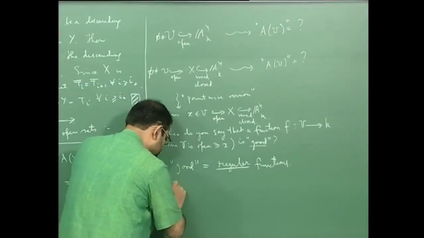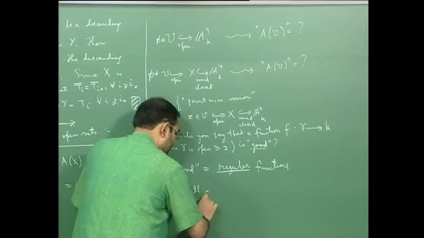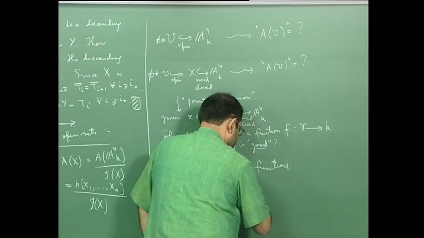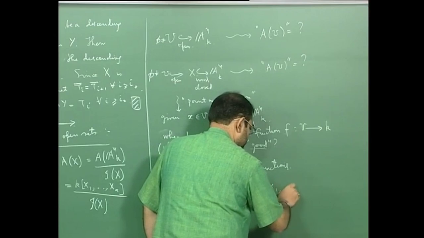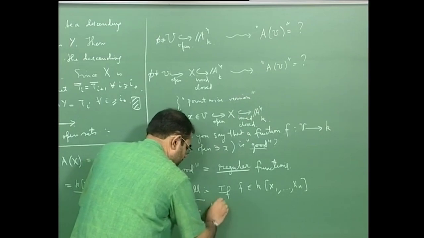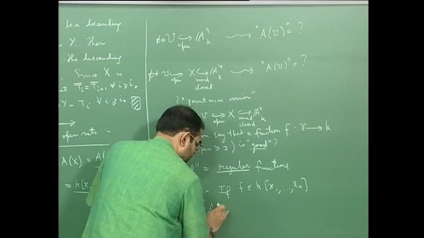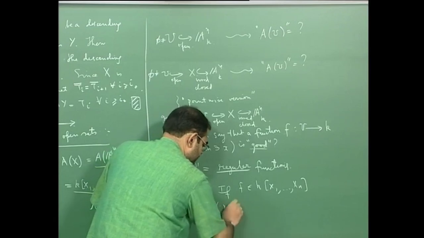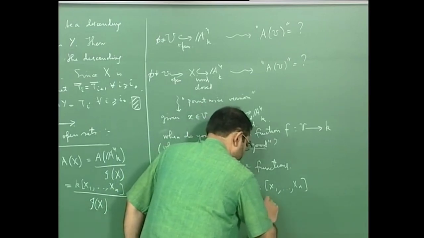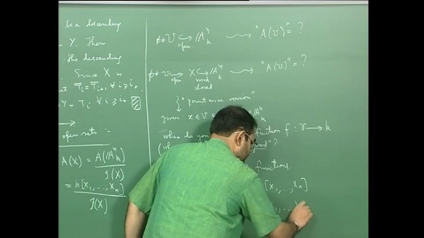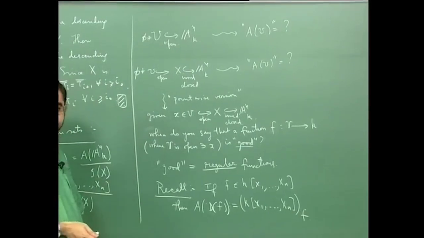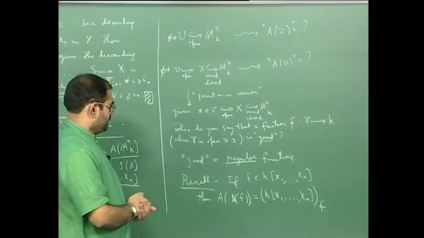So recall, if f is a polynomial, then A of D of f is defined to be equal to the polynomial ring localized at f, okay. This is our definition, okay. This is our definition.